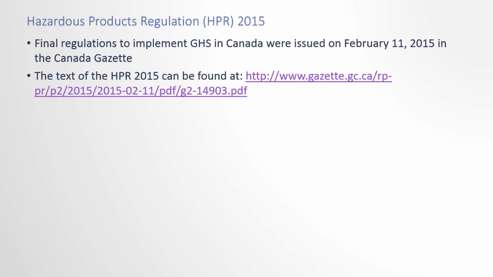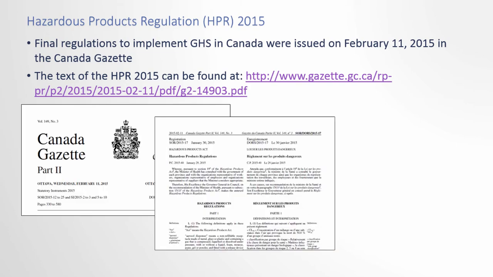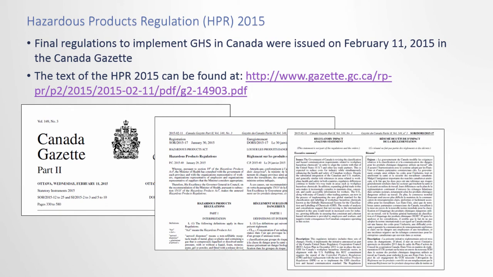First of all, these regulations themselves were issued on February 11, 2015, through Part 2 of the Canada Gazette. The web link here at the second bullet will give you access to that particular document. In this document, starting on page 15, is where the text of the Hazardous Product Regulations begin, and it runs for 96 pages. The last 37 pages which accompany this particular section is called the Regulatory Impact Analysis Statement, and as you can see by the fine print here, this is not part of the regulations and the orders.